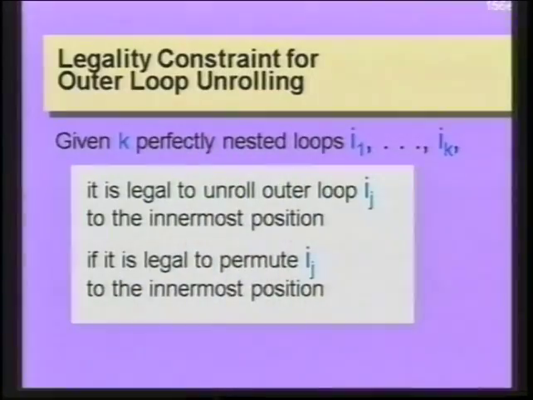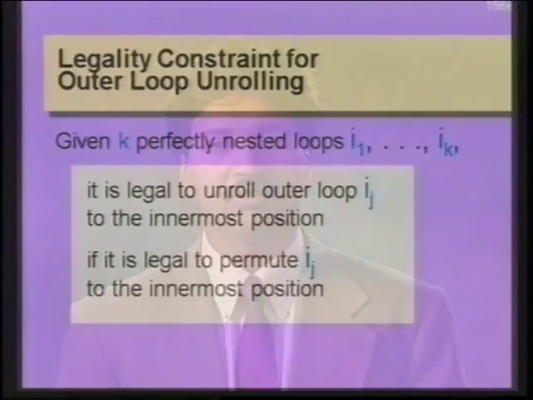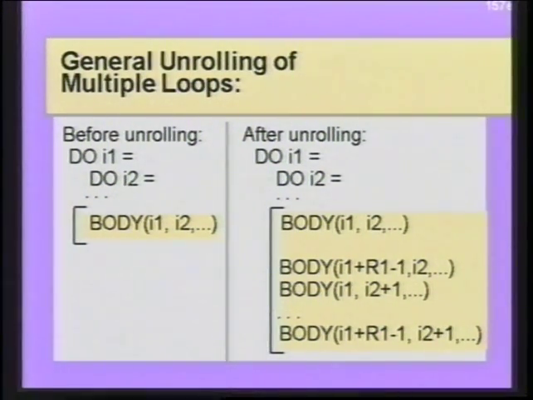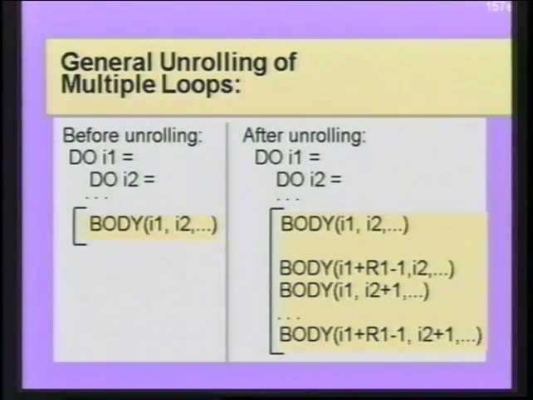Fortunately, there's a very simple rule to tell us when it is legal to unroll an outer loop. It is legal to unroll an outer loop I sub j if it is legal to permute it to the innermost position. This relates loop unrolling to the loop interchange transformation and results in a simple rule that can tell us which loops in a perfect loop nest can be unrolled. So in general, the idea of unrolling outer loops can be applied to an entire nest of loops where the outermost loop I1 can be unrolled with the factor R1, the next loop I2 can be unrolled with the factor R2, and so on. And then you get a composite loop body with as many copies as the product of all the unrolled factors.